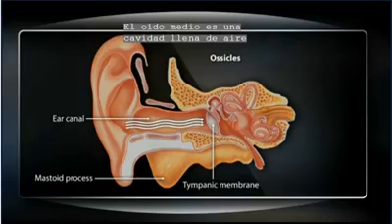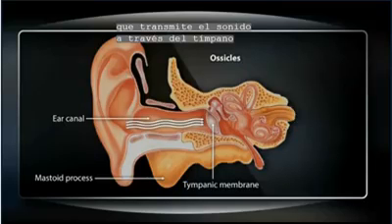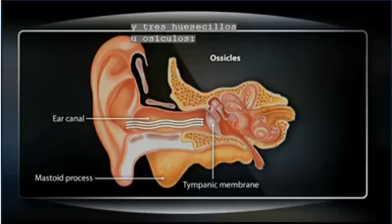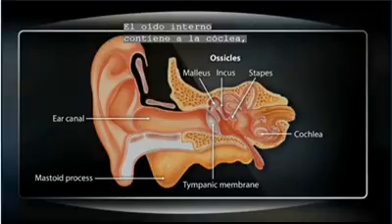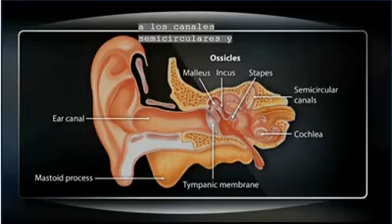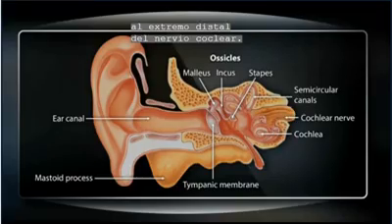The middle ear is an air-filled cavity that transmits sound by way of the eardrum and three tiny bones or ossicles, the malleus, the incus, and the stapes. The inner ear contains the cochlea, the semicircular canals, and the distal end of the cochlear nerve.